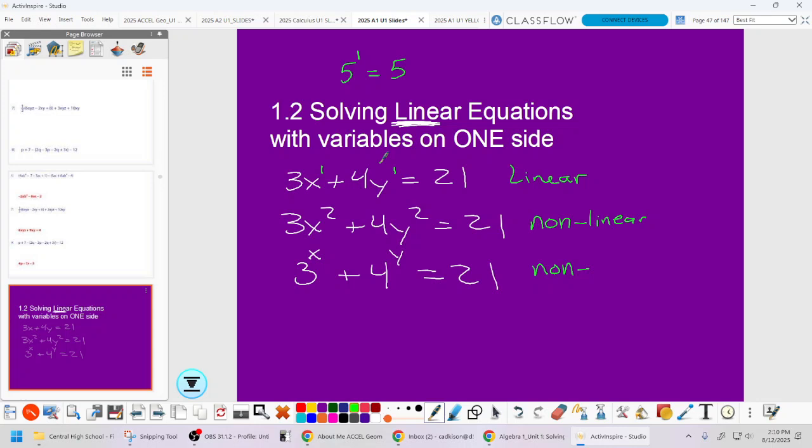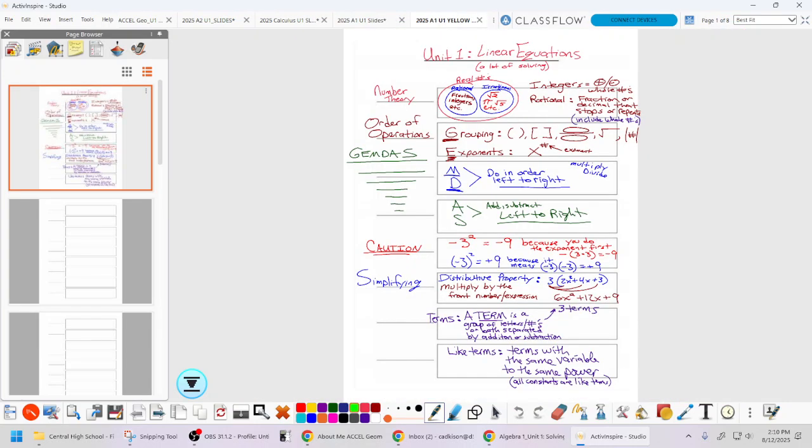Okay? And you guys are right, and we're going to get into all those depths and details of lines and graphing and slope and equations and all that stuff. But for now, we're working on solving. So linear variables have a power of 1. Let's actually go write this in your notes.